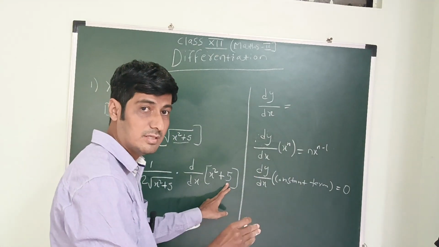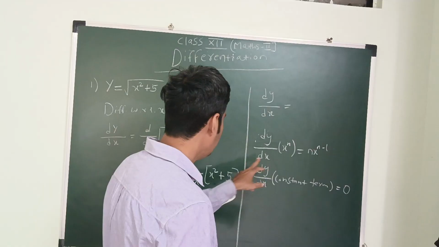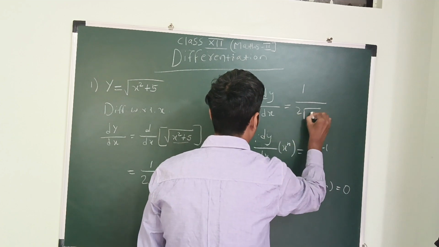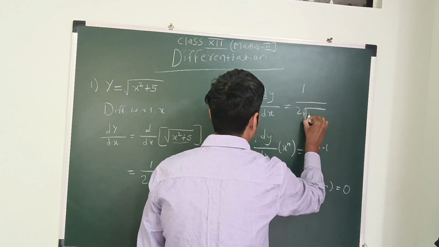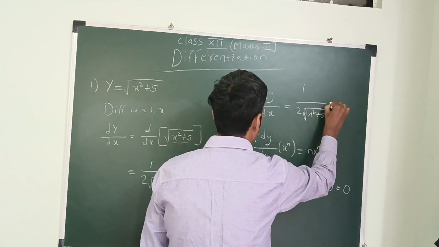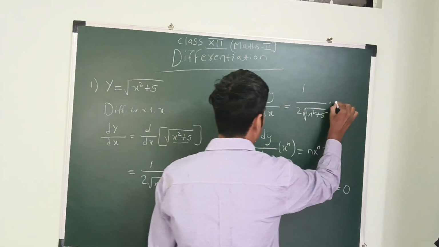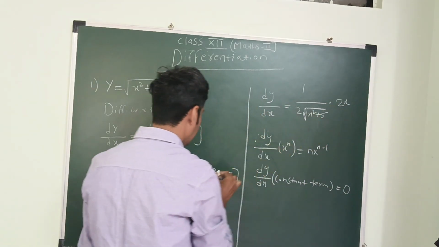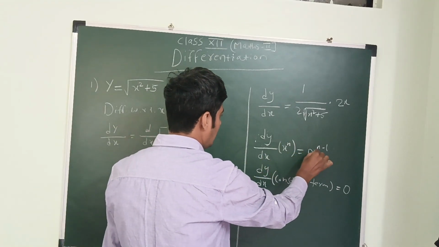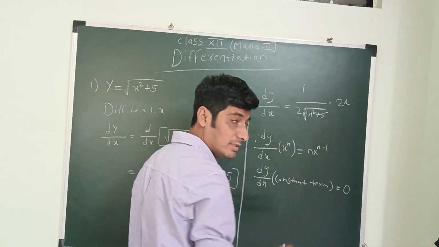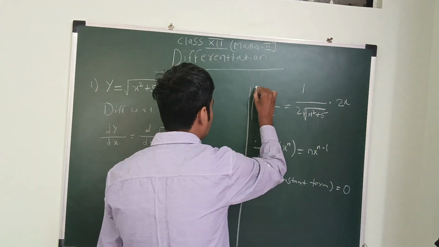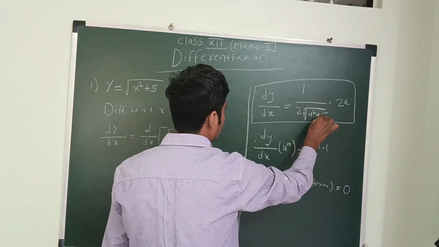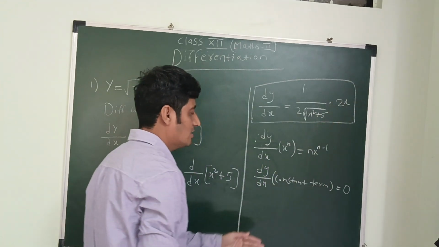Derivative of any constant term is 0. So d by dx of x square will be 1 upon 2 root x square plus 5 multiplied by 2x. In this form we have written x square, 2x raised to n minus 1. 2 minus 1 is 1. Therefore the final answer is dy by dx is equal to 1 upon 2 root x square plus 5 dot 2x.